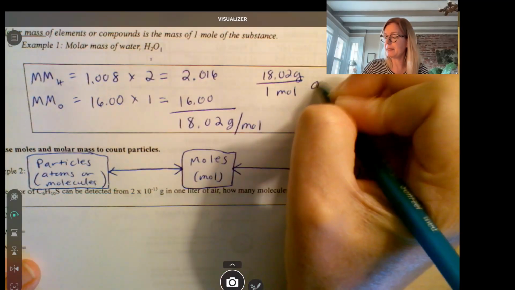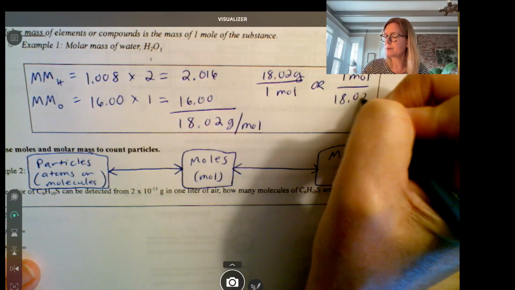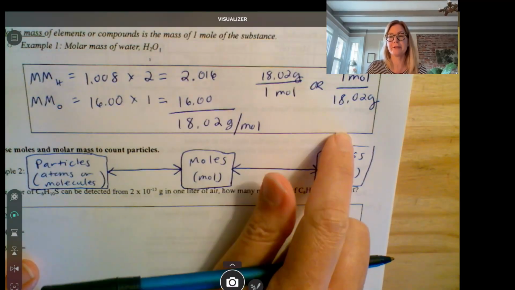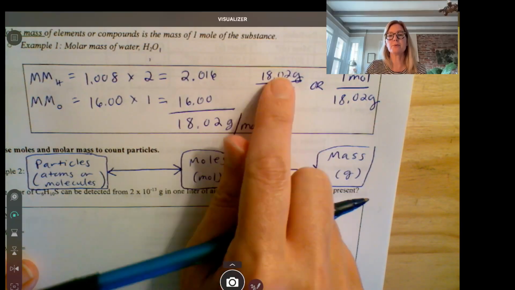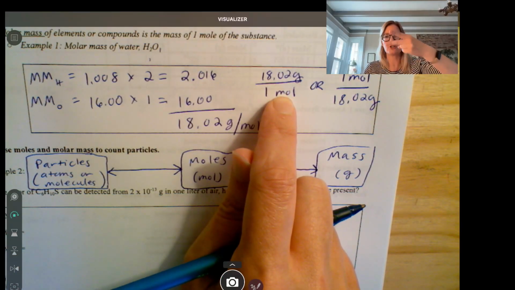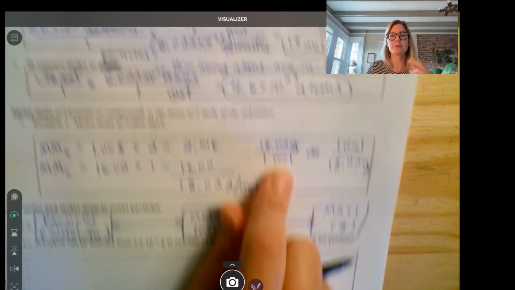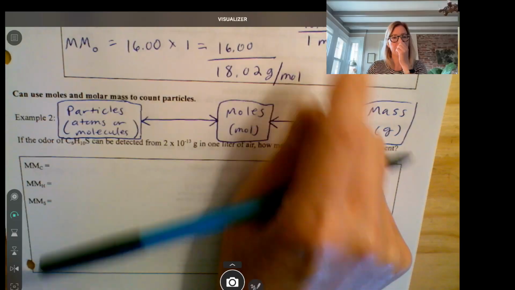Or you can flip it. You can think of it as 1 mole per 18.02 grams, 1 mole for every 18.02 grams. So again, the top and bottom are equivalent. This is a flippable relationship. You can flip it whichever way you need to when you're doing your calculations, okay?